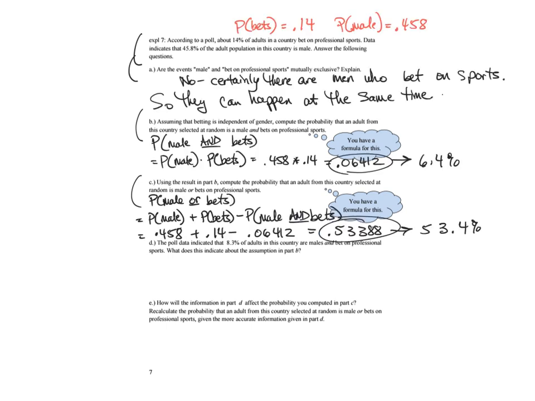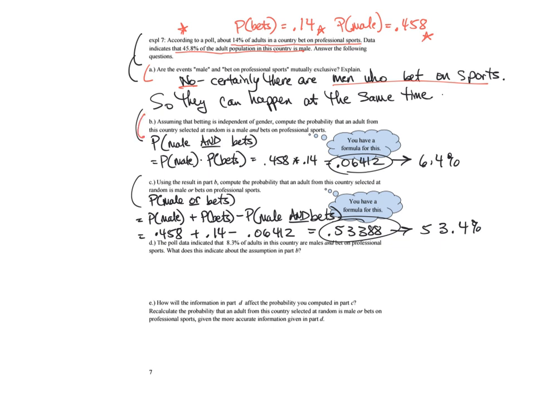All right, so first of all, I took my data from the setup there. It said only 14% of adults in a country bet on professional sports, and so I made the probability of bets equal to 0.14, and then it also says that 45.8% of the adult population is male, so I have that probability of being male. Again, both in decimal form. Part A says, are the events male and bets on professional sports mutually exclusive? And I said, no, certainly they can happen at the same time. There are definitely men who bet on sports, and so they are not mutually exclusive.